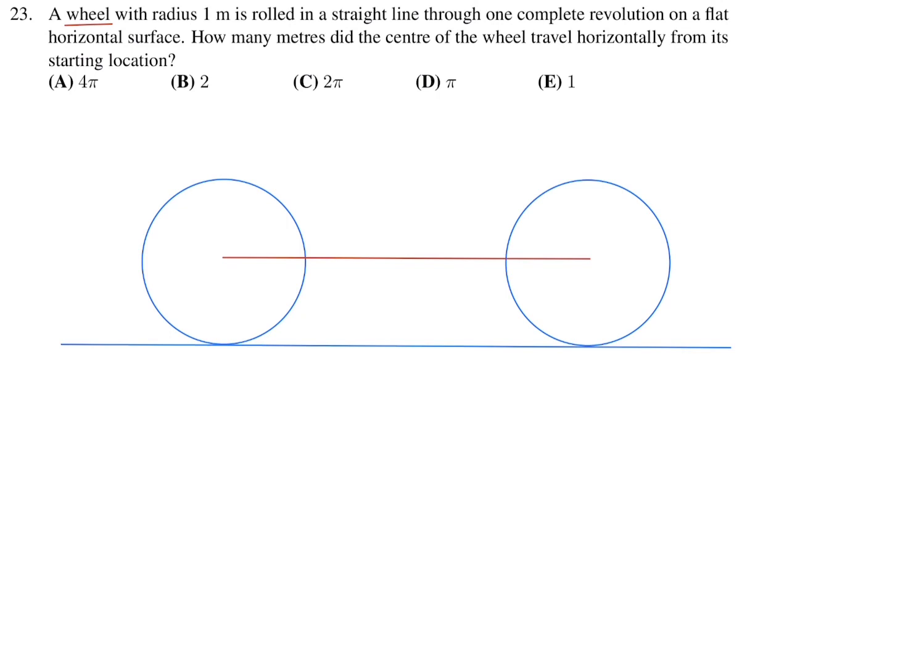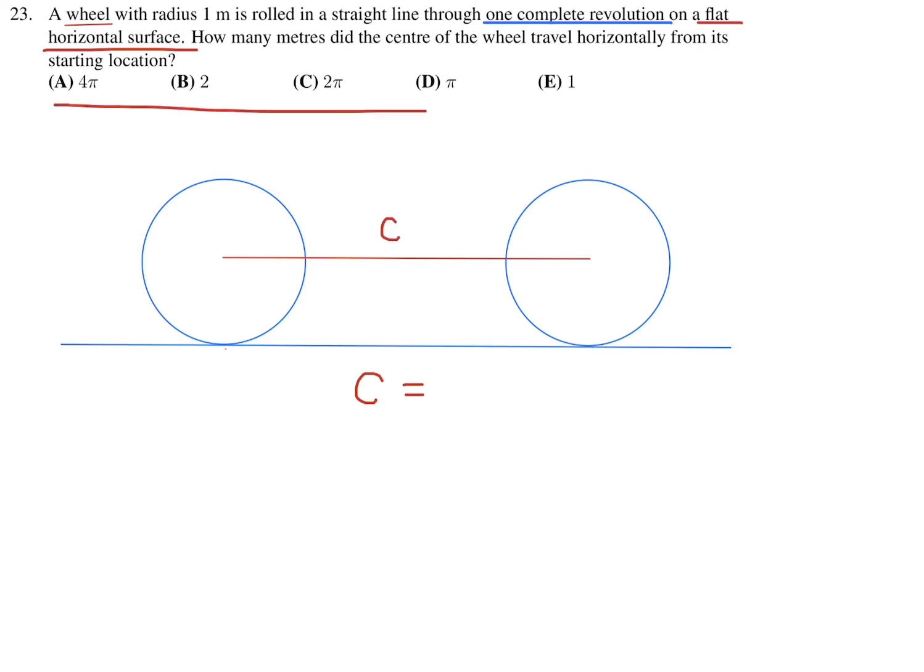Well, this question basically says that the wheel is turning one complete revolution. So that means that along the flat horizontal surface, it's going to travel from here and then eventually end here. Now that distance represents one complete revolution. It represents the circumference, C. So the answer to this question is C.